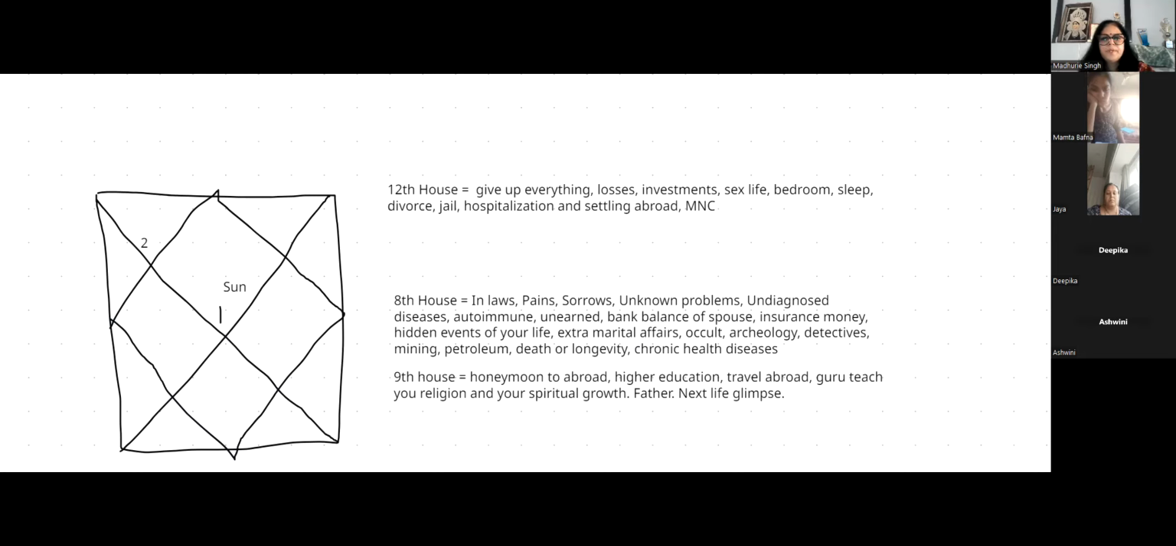Got it? Okay. What else I want you people to do is please go through the significations of each house. Every day, at least once, just read it. And if you write, trust me, it will take only 2 days for you to memorize this. This is how I learn. I always write down. So start writing. Okay.